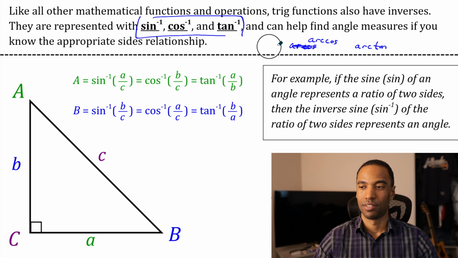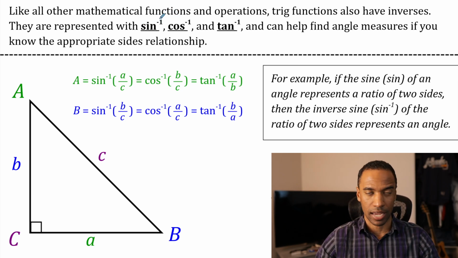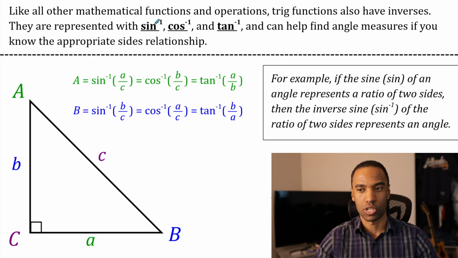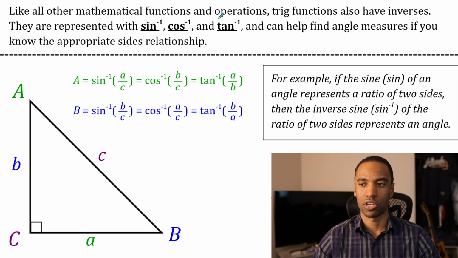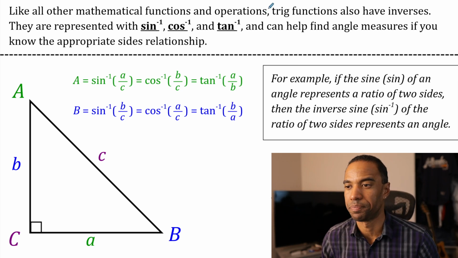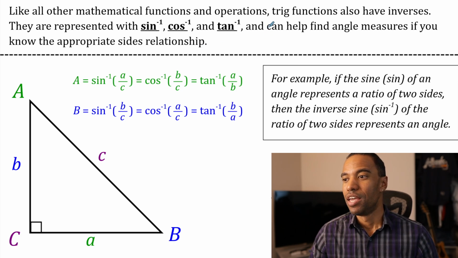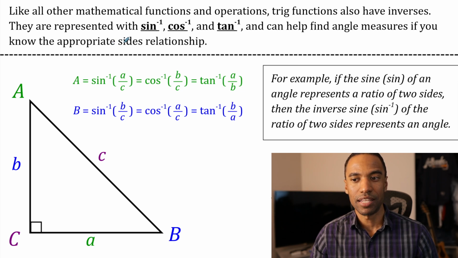But they're interchangeable. So this does not mean, and if you say this out loud, you are incorrect, sine to the negative first power. This is just called inverse sine. Inverse sine, inverse cosine, and inverse tangent, or arc sine, arc cosine, arc tangent. There's a reason why they call them arc. I'll say it in a second. They can help you find angle measures if you know the appropriate sides relationship.